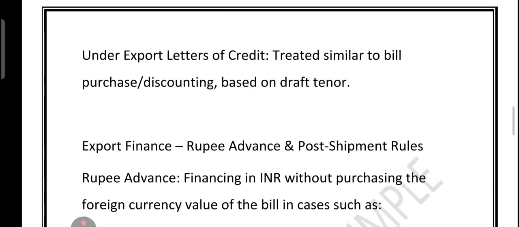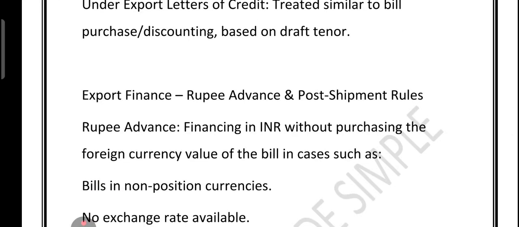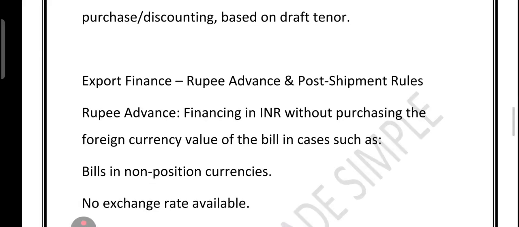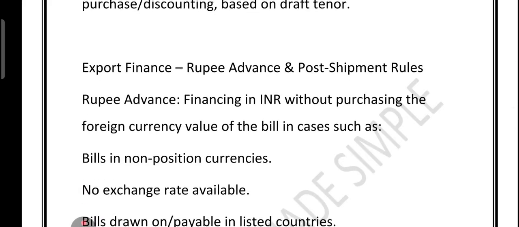Right. Now let's switch our focus to export finance, that is rupee advance and post-shipment rules. So export finance, let's make this super simple. Imagine you are an exporter, you have shipped goods, and now you are waiting for payment from a foreign buyer. See the sequence of how it happens. Suppose you are an exporter, right? You have made the goods shipment, and you are waiting for payment from a foreign buyer.